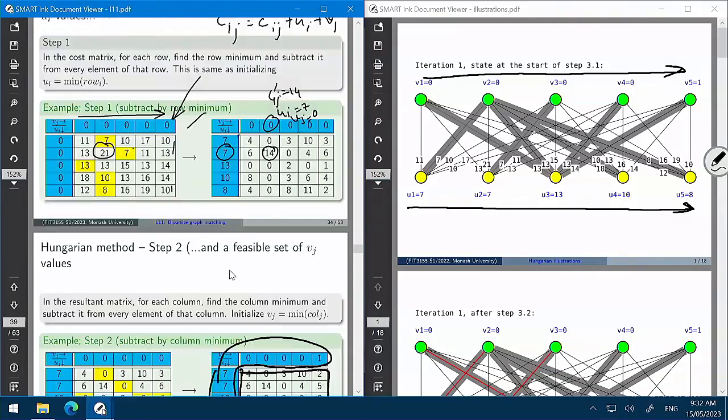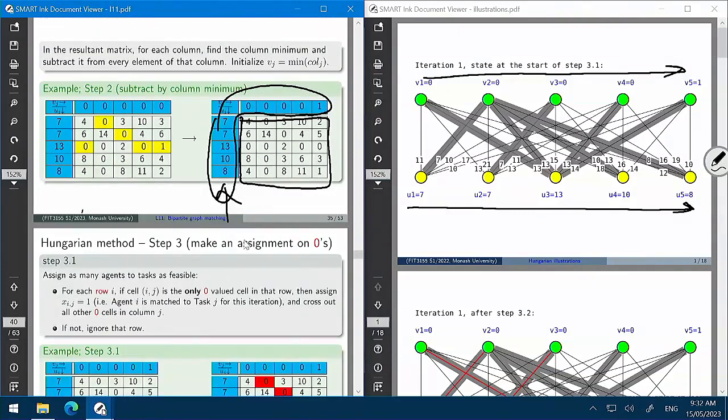The only thing I want you to stare at is the fact that 7, 7, 13, 10, 8 are the labels associated with the vertices in yellow, and 0, 0, 0, 0, 1 are the labels associated with the vertices in green. So one set is the vertices associated with yellow, the other is the vertices associated with green.